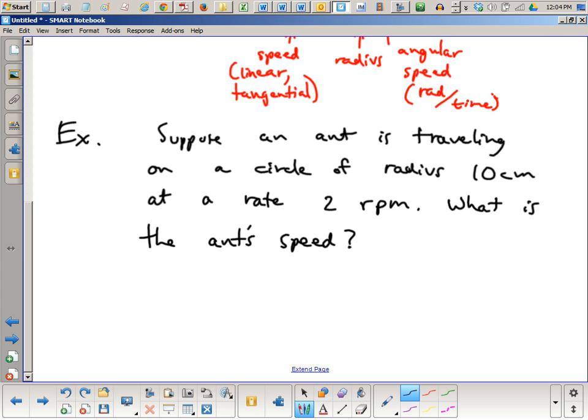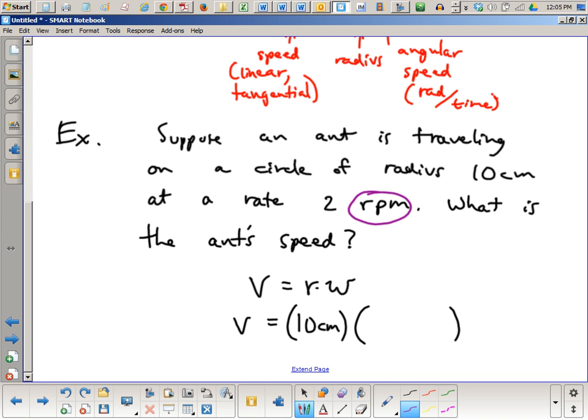Well, you can tell from the way the question's written that we're going to be using this formula. We've had several formulas today, but certainly this is the only one that involves motion at all. And you will see this in physics if you haven't already. So obviously the radius is 10 centimeters. They're asking for the ant's speed, so I assume they're not wanting to give us v, right? What am I going to put here for omega? Well, it says 2 RPM. What does RPM stand for?